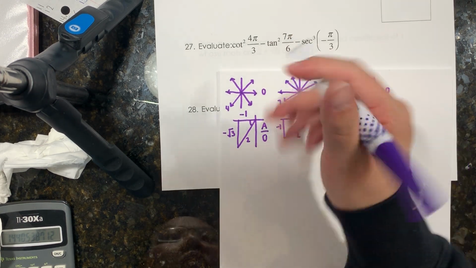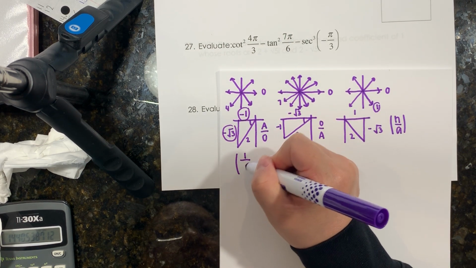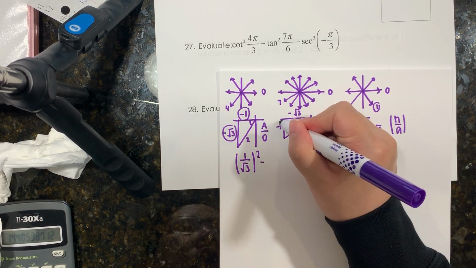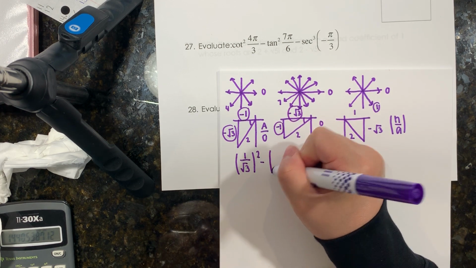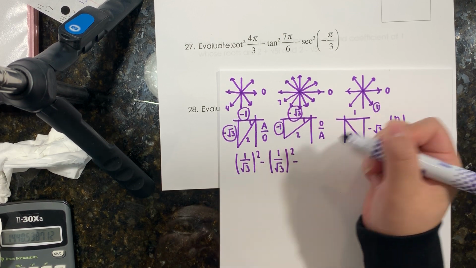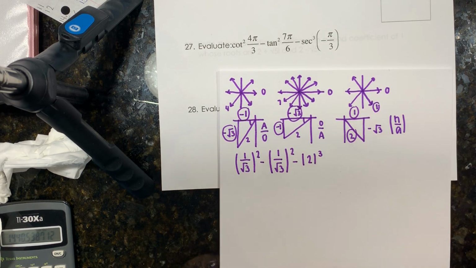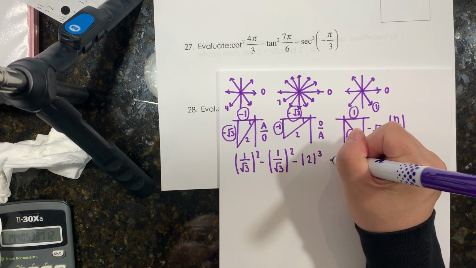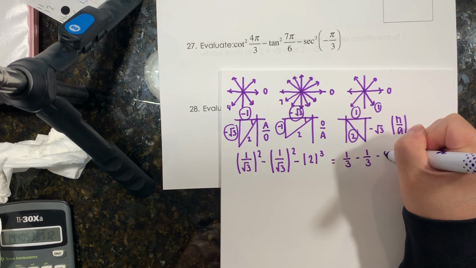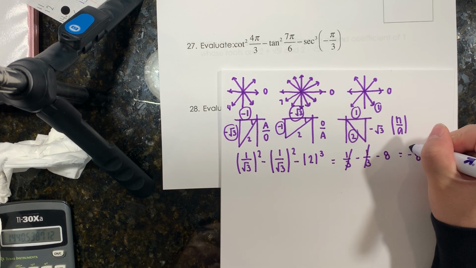So cotangent squared: adjacent over opposite would be 1 over root 3, and now I square that. Tangent is opposite over adjacent, so again, 1 over root 3, and I'd have to square that as well. Then secant is hypotenuse over adjacent, so that would just be 2, and I would have to cube that. So 1 over root 3 squared would be 1/3, 1 over root 3 squared would be 1/3, and then minus 8. So my 1/3s are going to cancel, and I'm going to be left with -8 as my result.